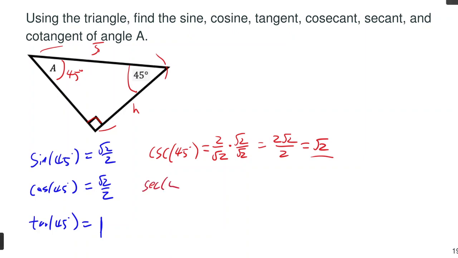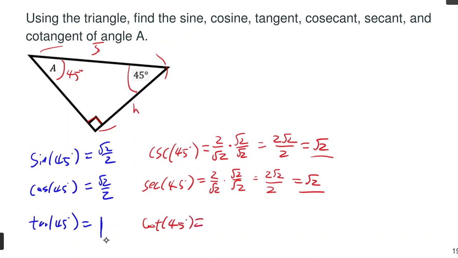Secant of 45 degree, reciprocal of this, 2 over square root 2. We can again rationalize by multiplying square root 2 over square root 2, which is 2 square root 2 over 2, so square root 2. Cotangent is just 1 over 1, which is 1.